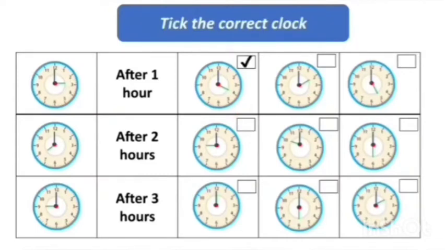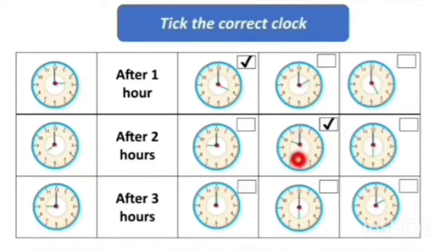Look at the second clock. The hour hand is at 8 and the minute hand is at 12. So it's 8 o'clock. We have to find out after 2 hours what will be the time. Whether it will be 9 o'clock, 10 o'clock or 6 o'clock. Okay. So after 8, let's count 9 and 10. So it is 10 o'clock. After 8 o'clock, after 2 hours, the time will be 10 o'clock.